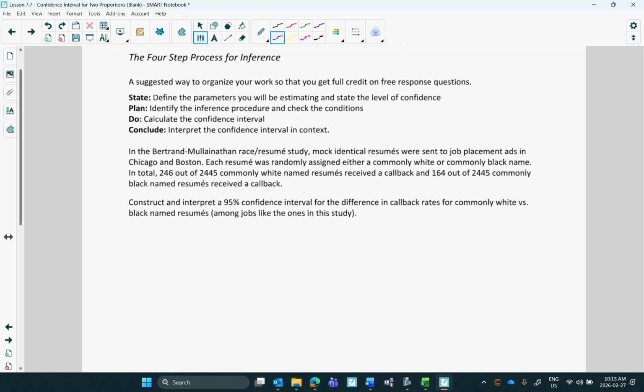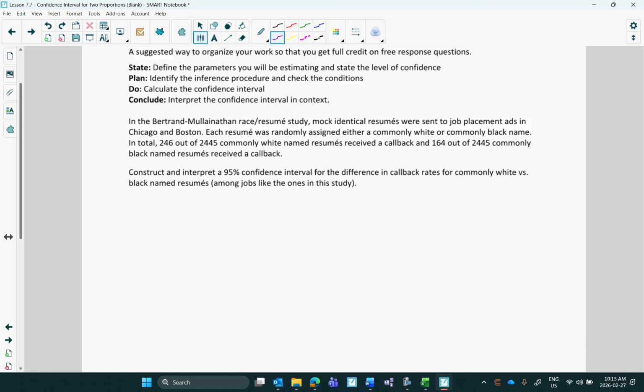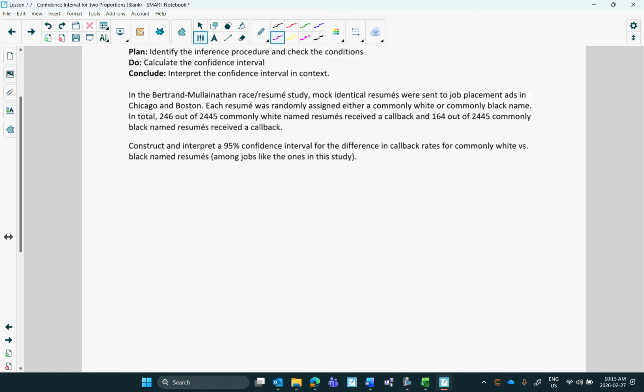But we can avoid all those calculations and drawing a normal distribution by using a graphing calculator and using the 4-step process again. So let's see how much you remember. So nothing new here. This is all the information that was at the beginning of the lesson. We're asked to construct and interpret a 95% confidence interval.